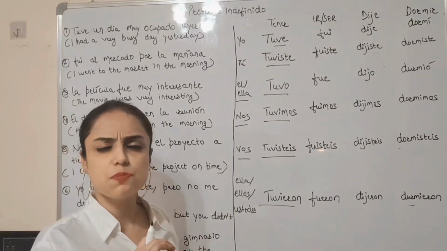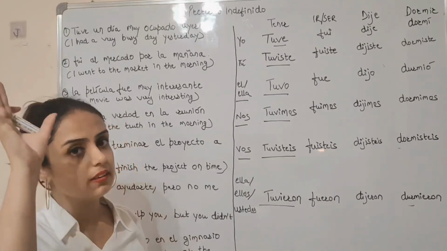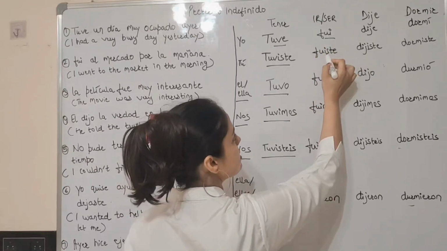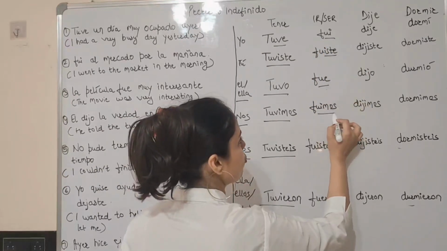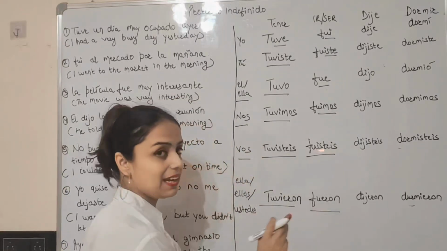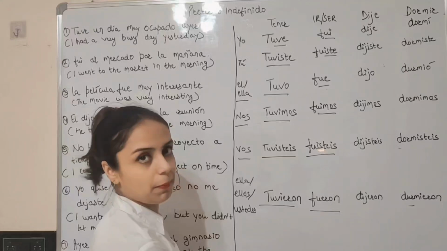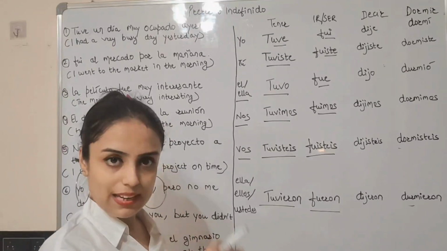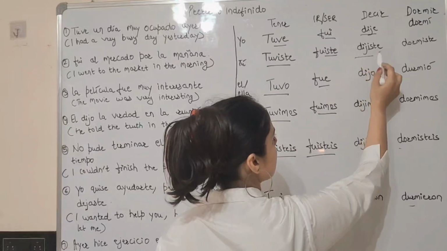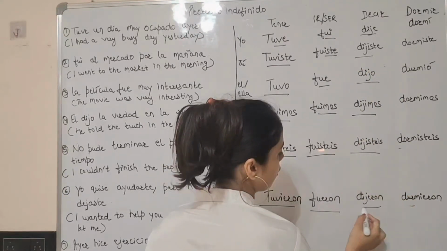The next one is ir or ser. It is purely, totally irregular, but ir or ser follows the same conjugation pattern. Like fui, fuiste, fue, fuimos, fuisteis, fueron. Here we will not mention the I. It's fueron. Vale? So the next one is decir. So it's dije, dijiste, dijo, dijimos, dijisteis, dijeron.